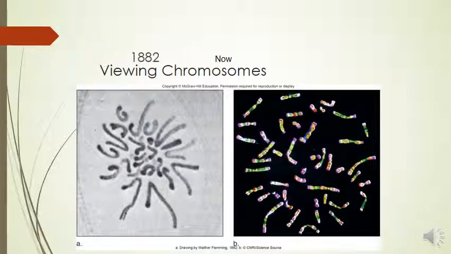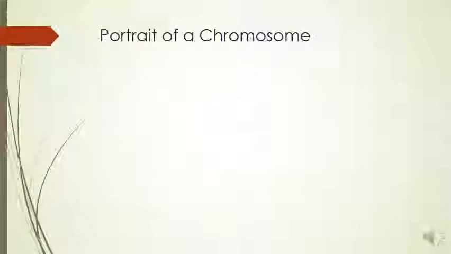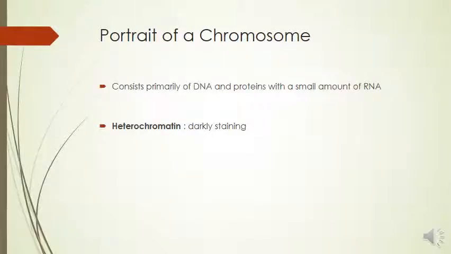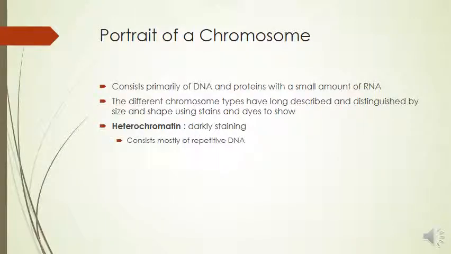Here we have a slide showing you what the chromosomes looked like in 1882 and what they can now be seen as with the specific banding patterns. If we look at the portrait of a chromosome, we see that a chromosome consists primarily of DNA and proteins with a small amount of RNA.